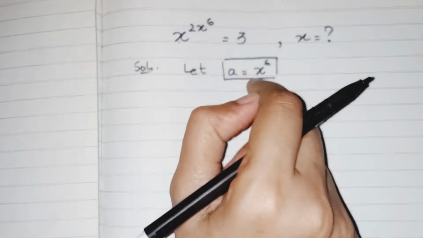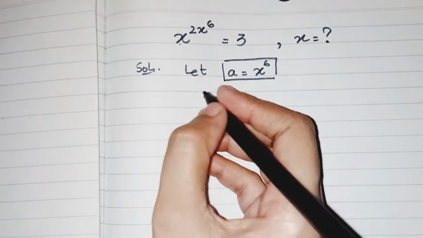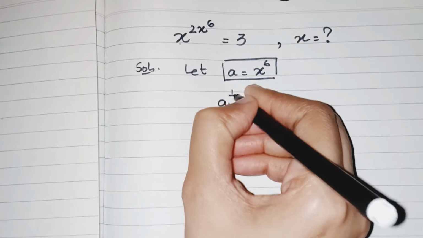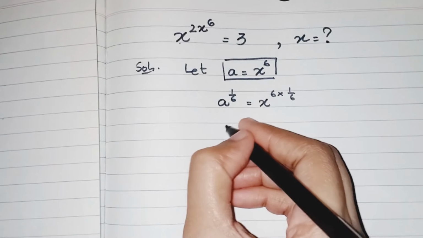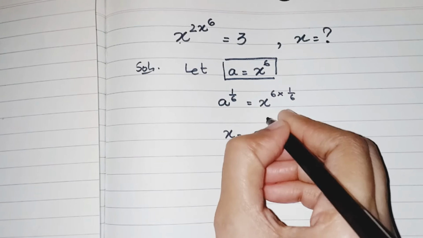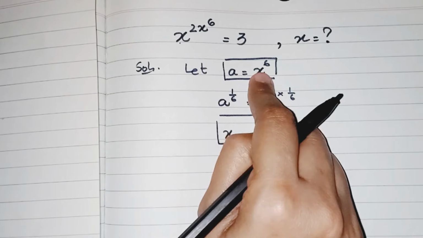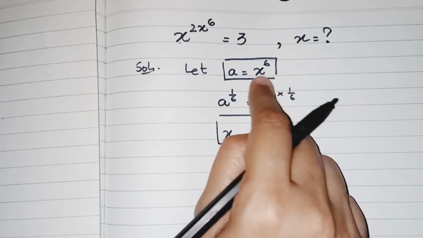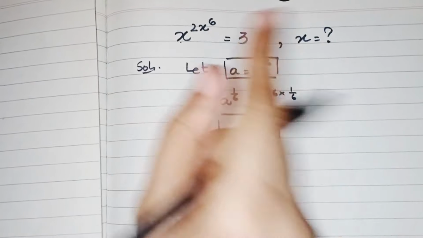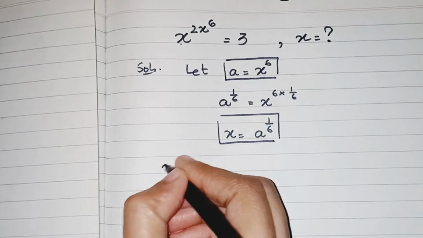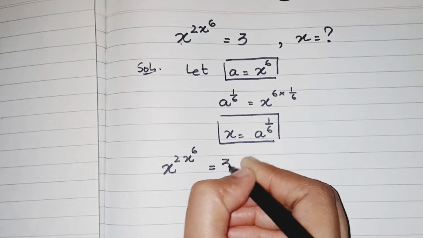By using the same equation, I can substitute the value of x by changing its power. If I multiply by 1/6 on both sides, I will get the value of x as well. So the value of x will be a^(1/6). So I have both values by using the same condition, which is a = x/6, x = a^6. Now we just have to substitute the values into the given equation, which is x^(2x/6) = 3.